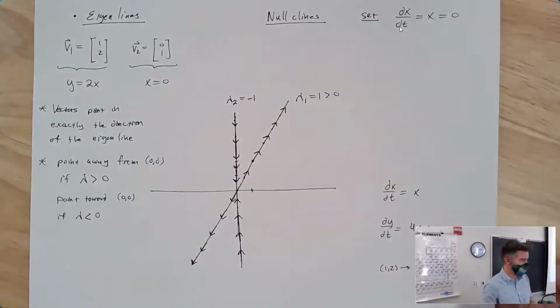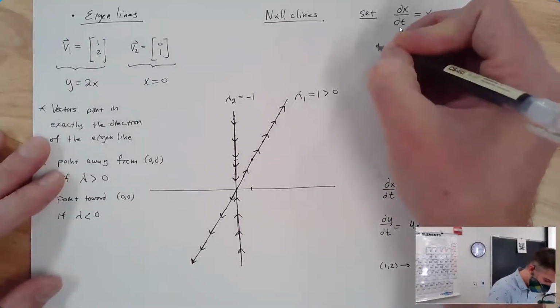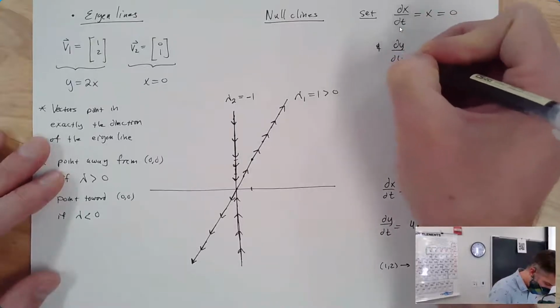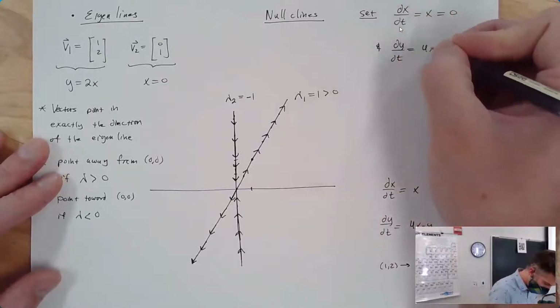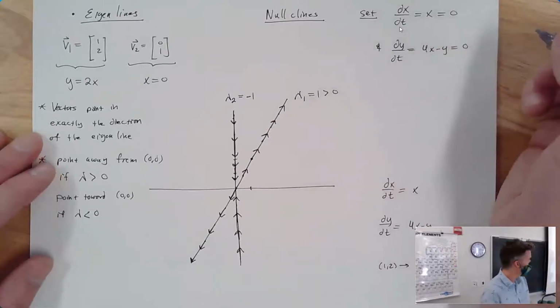Actually, let's not do that one first. I'll do the other one first because it's a little more interesting. We're also going to set dy/dt, which is equal to 4x minus y, equal to 0.